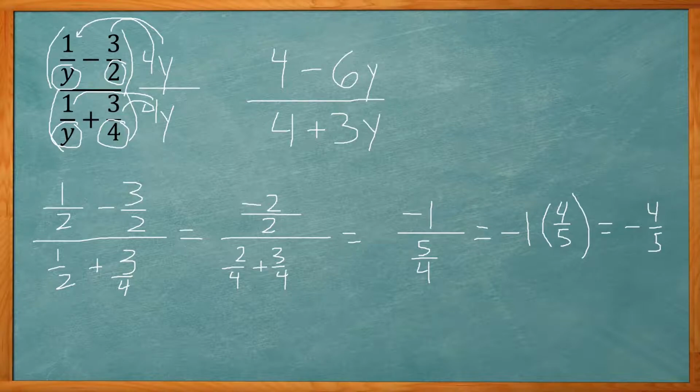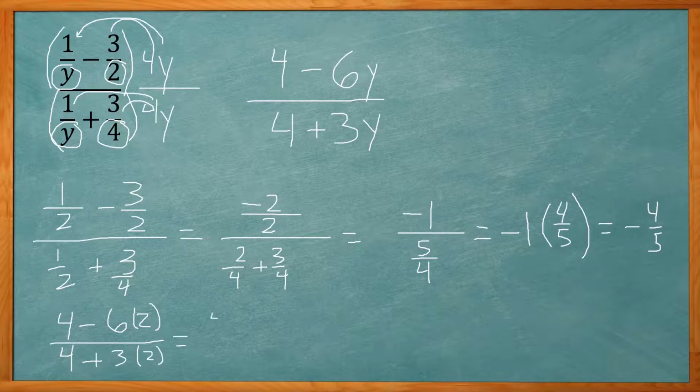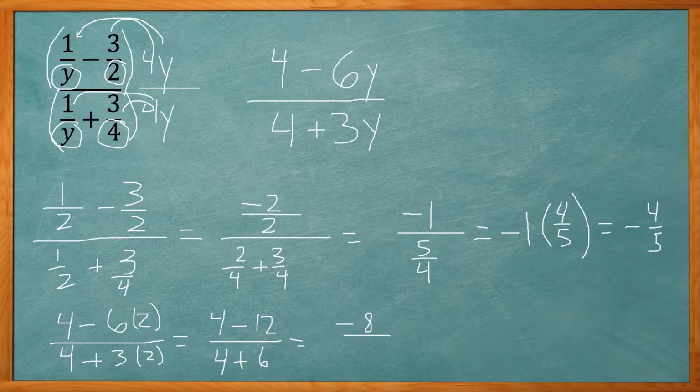Alright, now I'm going to take my answer, the 4 minus 6y over 4 plus 3y. I'm going to plug in the 2 for y. So 4 minus 6 times 2 over 4 plus 3 times 2. Alright, so that's going to give me 4 minus 12, and 4 plus 6. Alright, so 4 minus 12 is negative 8. 4 plus 6 is 10.